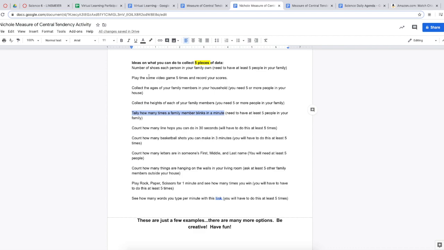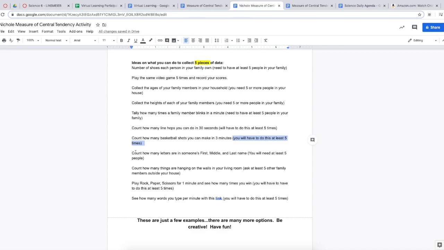You could count how many line hops you can do in 30 seconds. Remember, a line hop is how many times you can hop from one side of the line to the other, back and forth, kind of like a rabbit. You're going to have to do this at least 5 times, or maybe you have a competition between you and your sibling, and you record them. You could count how many basketball shots or layups you do in 3 minutes or 2 minutes. Remember, you have to do this 5 times.